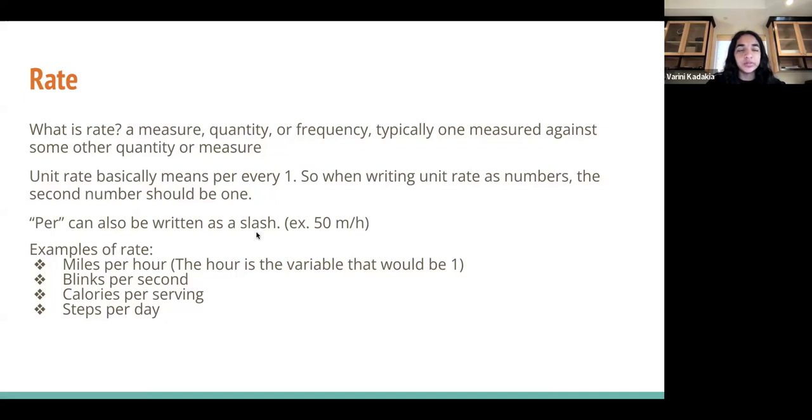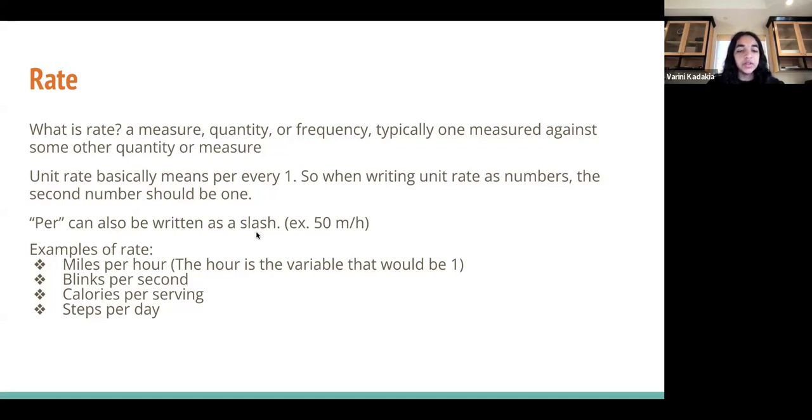So today we're just going over distance, rate, and time questions. We'll go over some vocab first, which is what a rate is. A rate is a measure, quantity, or frequency, typically one measured against some other quantity or measure. And a unit rate is basically per every one. So when writing unit rates as numbers, the second number should be one.